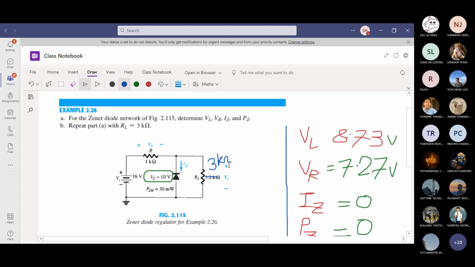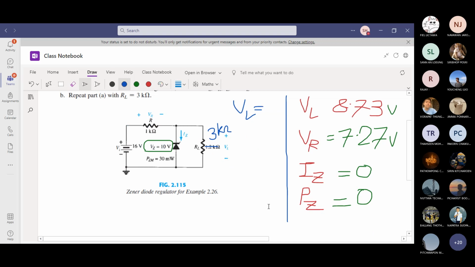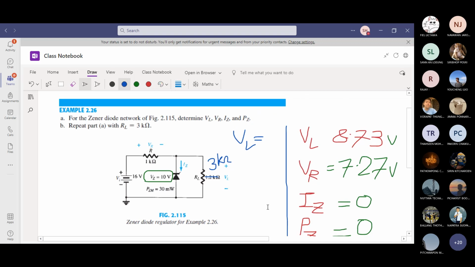Mr. Kumchan, please tell me now how much is VL in this case after you have finished analyzing. What is the calculated VL after RL changed to 3 kilo ohms, right?